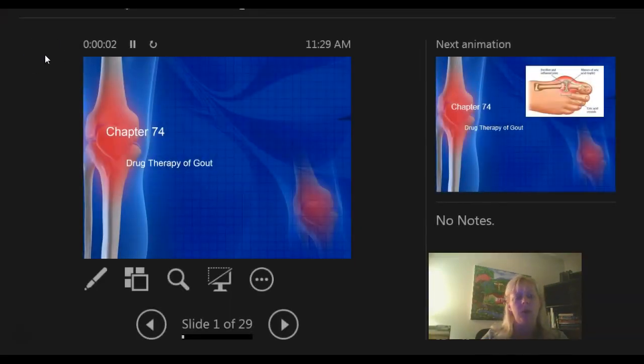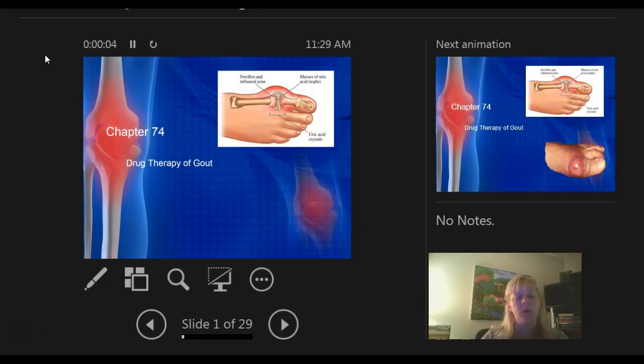All right, so what is gout? Well, gout is basically a buildup of uric acid in the joint. It's a form of arthritis, and it's actually caused by purines in your diet that break down into uric acid. Well, what are purines, you probably ask? Purines are substances that are formed in your body naturally, but also from diet, from eating a lot of meats, organ meats, red meat, that kind of thing.